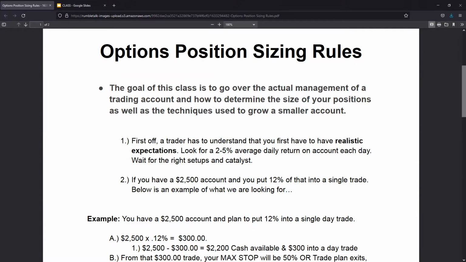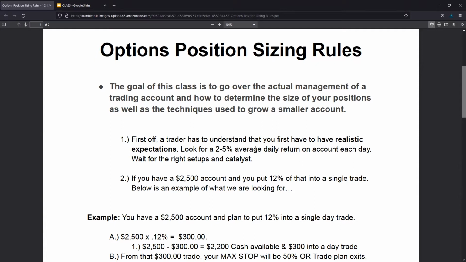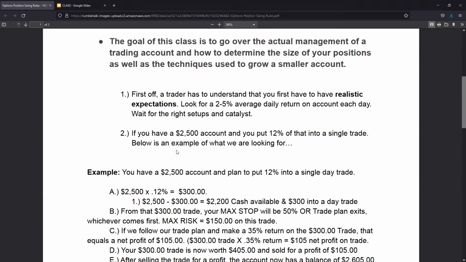All right, so I'm going to go over a few examples here, and then we're going to jump into the techniques. So first, in this little section here, I want to go over what we're looking for. So that way you guys could visualize what you're looking for on your account each day, okay? So let's go over this now. So if you have a $2,500 account, and you put 12% of your account into a single day trade, below is an example of what we're looking for.